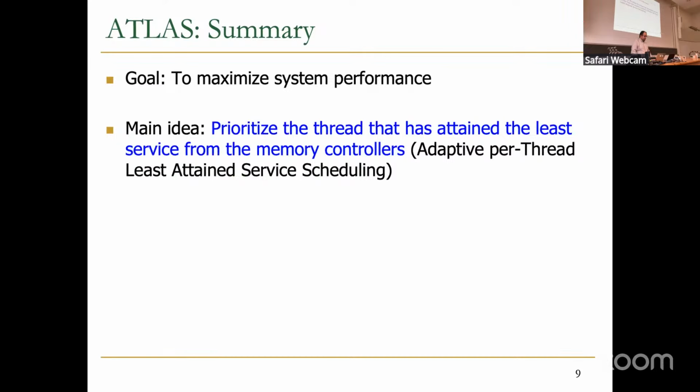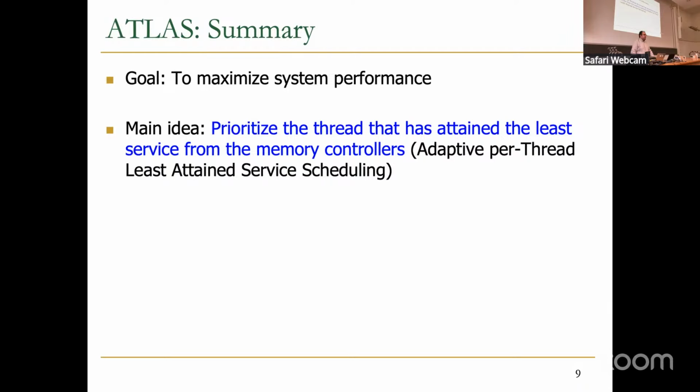So the main idea is that we want to prioritize the thread that has attained the least service from the memory controllers. Remember our key insight from the previous lecture: when some application has much lower memory accesses, then it is probably much more compute bound, so it is operating on the core more often. If we prioritize those applications, meaning that we service their requests as soon as possible, then we can make the processor active and keep it running, which can lead to overall better performance.